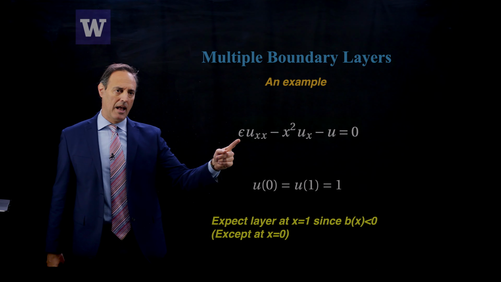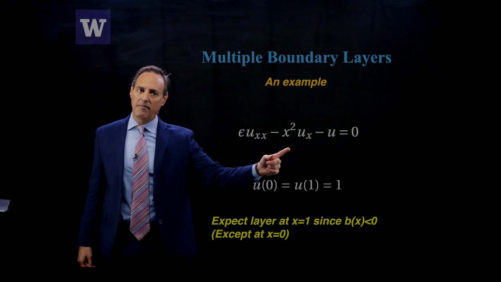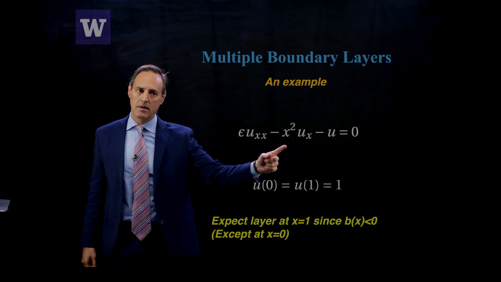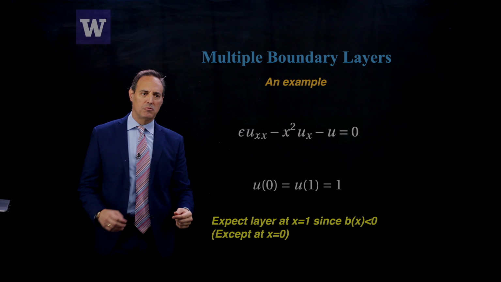There it is, epsilon u of x. It looks very similar to what I had before. My b of x is minus x squared minus u equals 0. And my domain now actually is supposed to be u of negative 1.